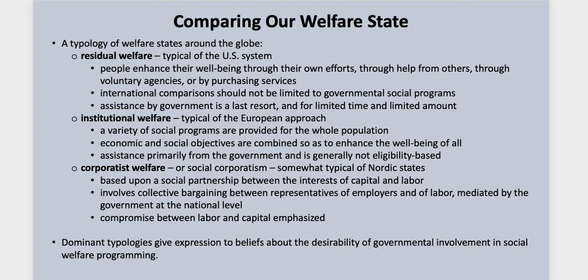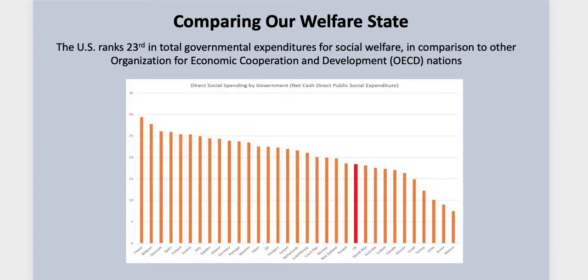And as we've talked about throughout the semester, in the United States, of course, particularly more recently, there's been a big push towards getting the government out of the middle of social welfare programming. Now, we'll save that for later. So one of the things we want to do is look at government expenditures for social welfare in comparison to other nations in the Organization for Economic Cooperation and Development, the OECD nations.